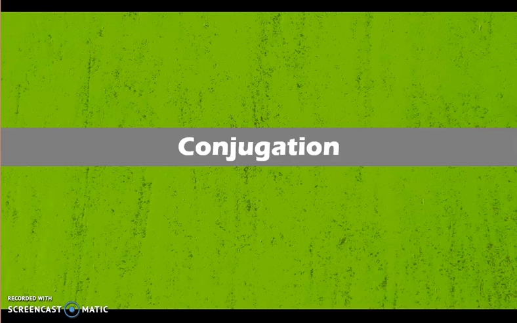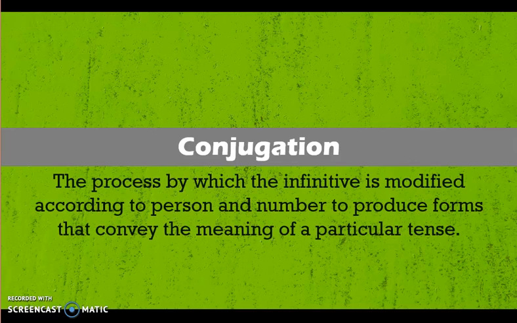All right, but conjugation. What is conjugation? Let me show you the definition. Conjugation is the process by which the infinitive is modified according to person and number to produce forms that convey the meaning of a particular tense. All right, does that make sense to you? It's a good definition, but conjugation is really one of those things that it's easier for me to show you what it is than it is for me to tell you what it is. So let me show you.